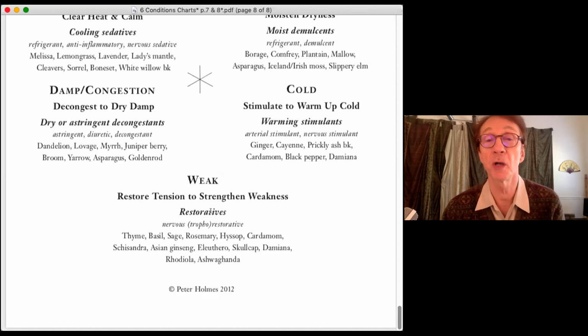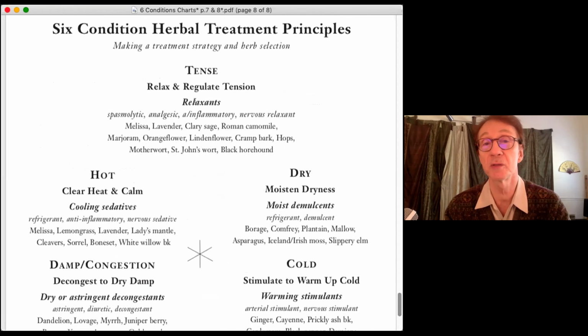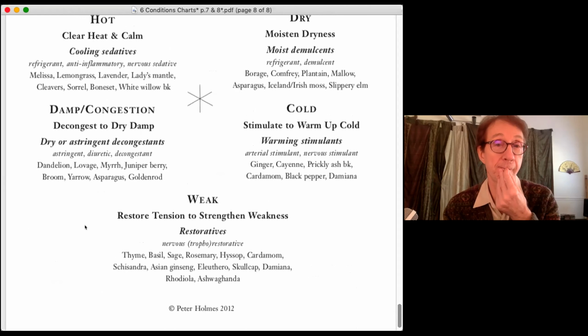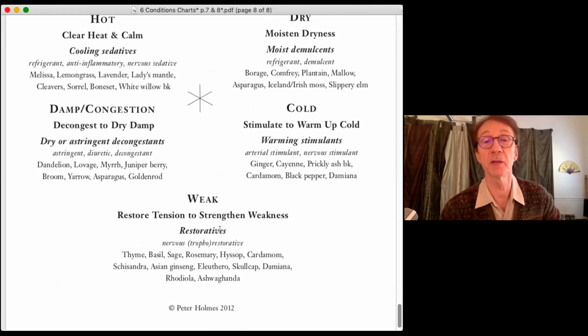We can also call them tonics, but the word tonic, honestly, is totally misused. So I avoid the word tonic. It doesn't mean anything. People talk about tonics and they mean stimulants or they mean relaxants, you know. So forget about the word tonic. These are restorative. They restore tension and strengthen weak conditions.